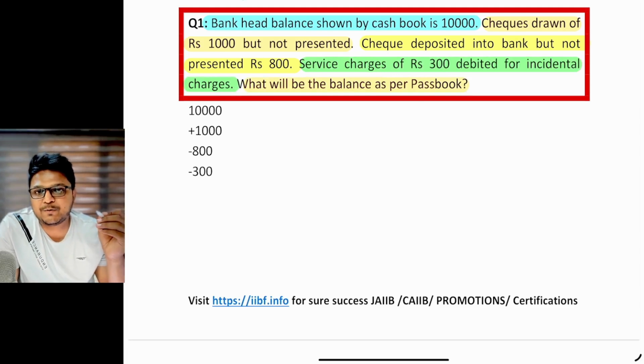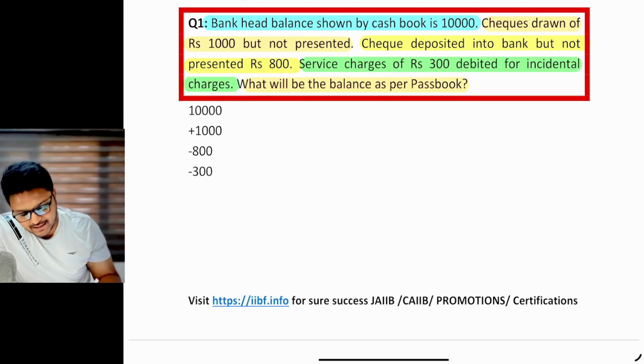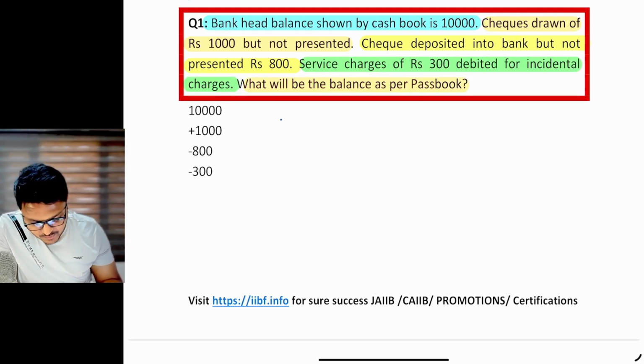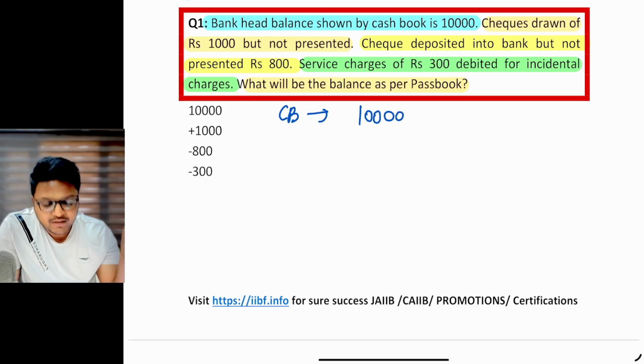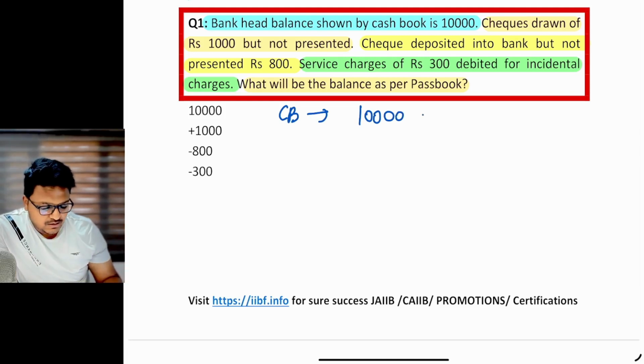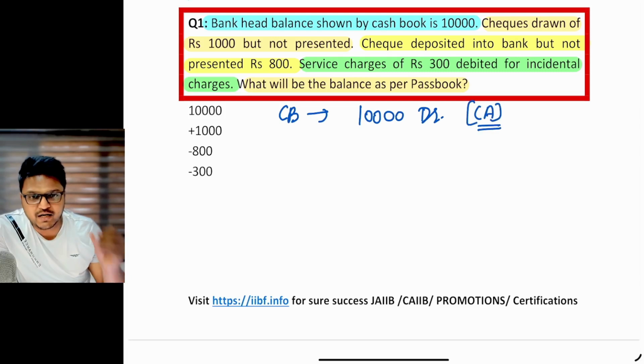So this is the scenario. Now we are going to start with the cash book, and the cash book balance is given to be 10,000. The bank head balance is showing 10,000, and when it does not say debit or credit, we assume it's a debit balance. It means that it's a current account, and not an overdraft.